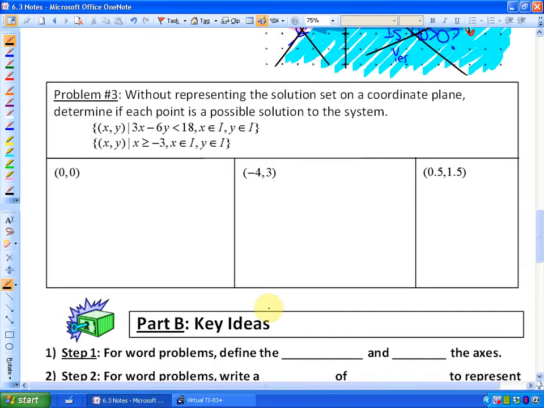We are just going to be looking at the final part of section 6.3. We've looked at particular word problems having to do with constraints and systems. Now we're just going to look at a specific problem that's not a word problem. It says without representing the solution set on a coordinate plane.